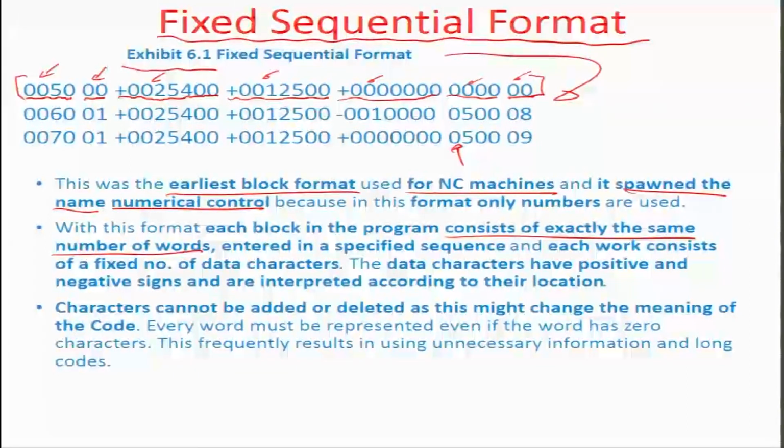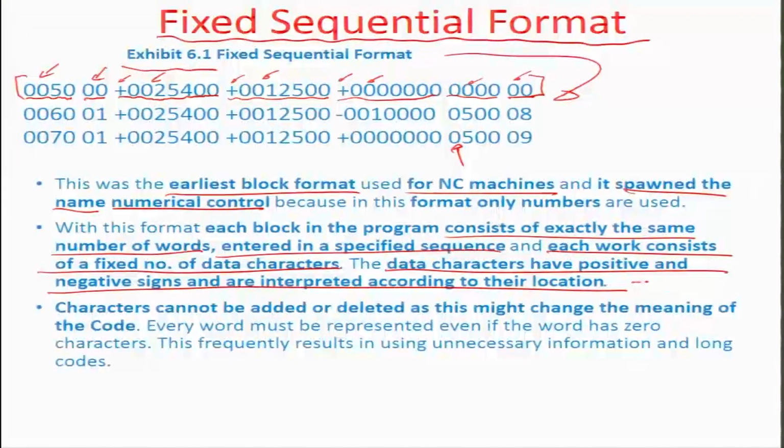So they are entered in a specified sequence, just as words are entered within sentences, and each word of course consists of a fixed number of data characters. As you can see, there are positive and negative signs related to this data, which are indicative of the directions in which the controller would move the tool with respect to the workpiece. We have already done the positive and negative z, x and y directions respectively, so obviously the plus and minus would indicate those directions. So the data characters have positive and negative signs interpreted along their locations.